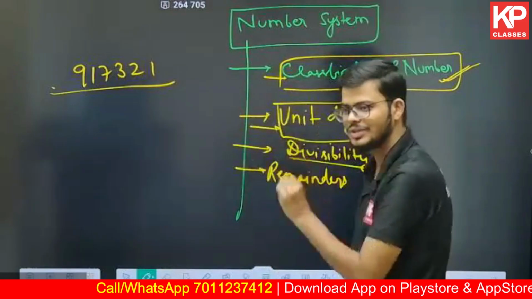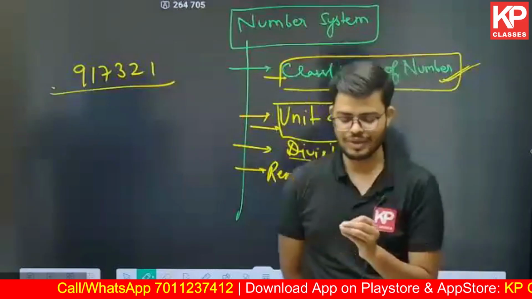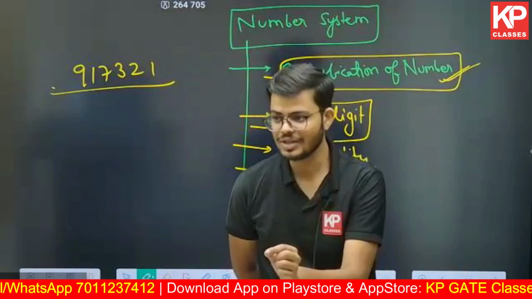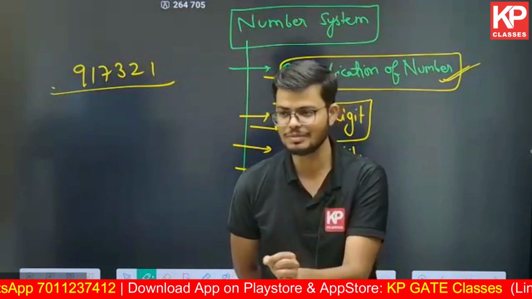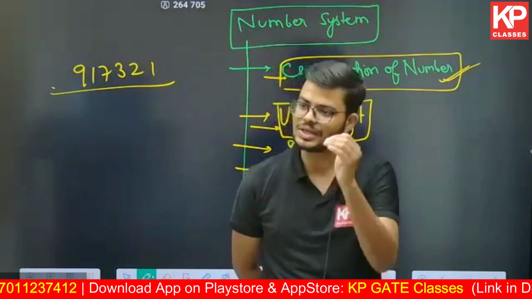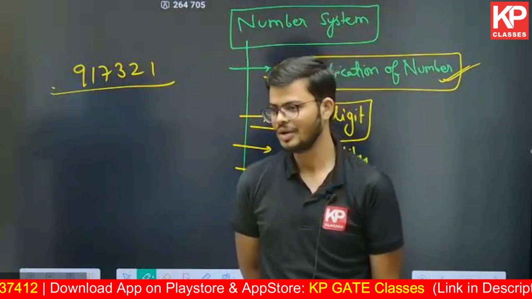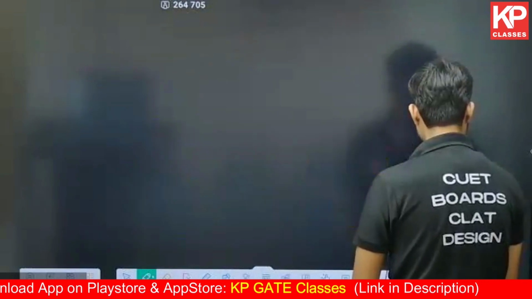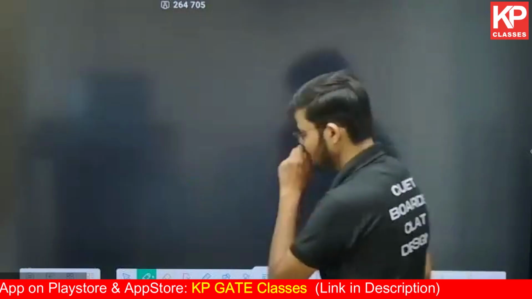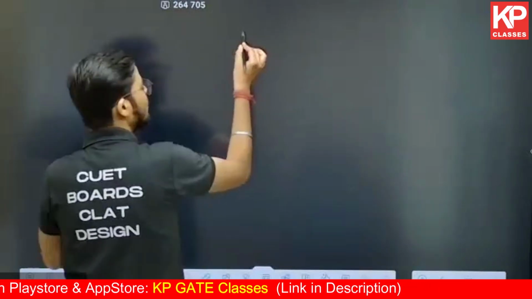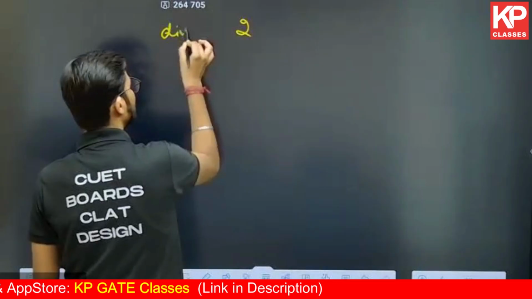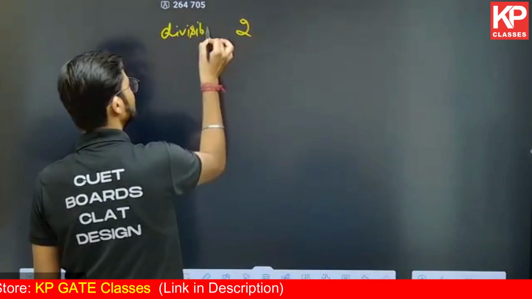So when I'm talking about divisibility, divisibility means what? We need to find out whether this given number is divisible by 3 or not, whether this given number is divisible by 2 or not. So there are certain rules through which we can find it out. Now, for an example, if I'm going to talk about the divisibility rule for all these numbers, just try to understand. Divisibility rule for 2, which number will be divisible by 2?